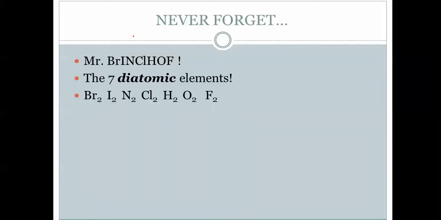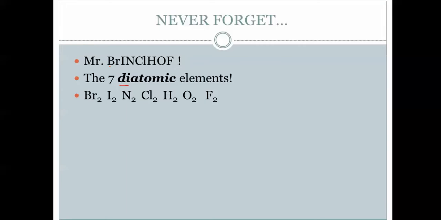Another super important thing that will cause you problems down the line if you forget this. There are 7 elements that are what we call diatomic. Now if you break that word down, di meaning 2, so these are elements made up of 2 atoms. There are 7 of them. And to remember the 7, I think of the term Mr. Brinkelhoff. So notice Mr. Brinkelhoff's name here.